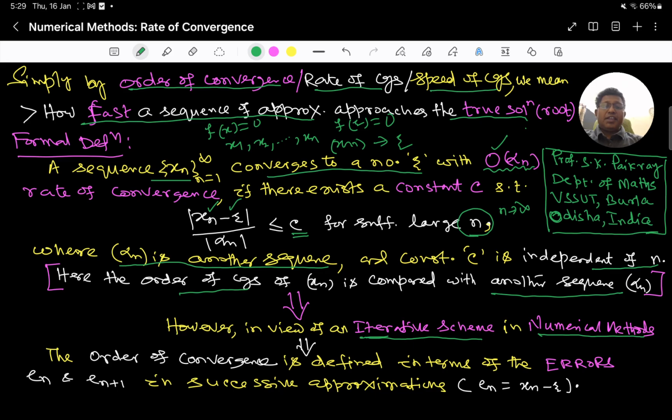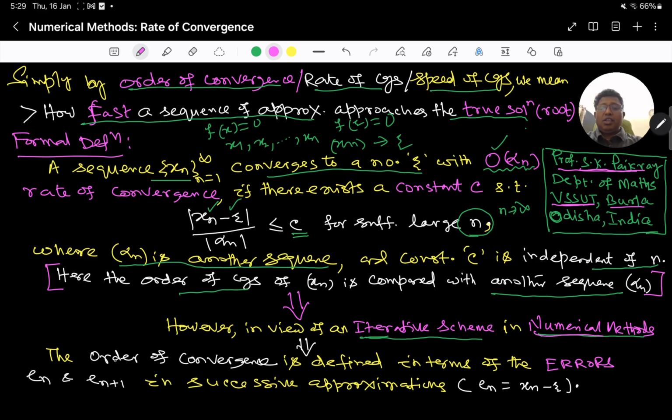Before I explain from the numerical analysis point of view, let me introduce myself. I am Professor Kumar Paikray, currently working as a professor in the Department of Mathematics, Veer Surendra University of Technology, Burla, Odisha, India. So without much delay, let me tell you what exactly we are going to analyze here in view of the order of convergence.